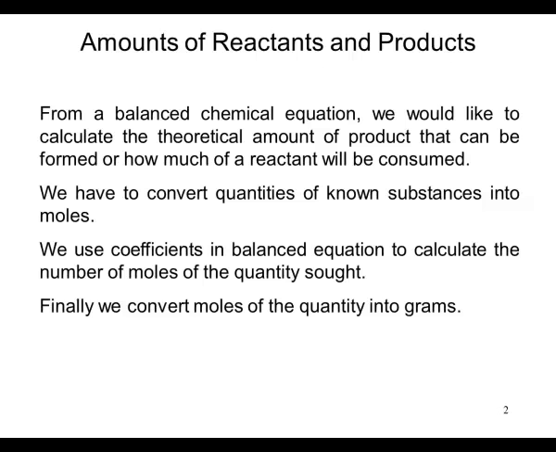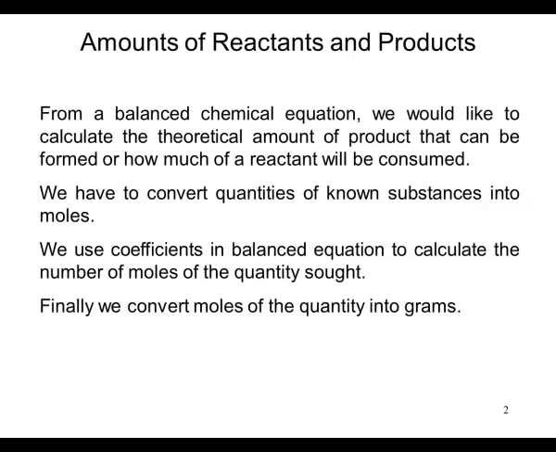Amounts of reactants and products. From a balanced chemical equation, we would like to calculate the theoretical amount of product that can be formed, or how much of a reactant will be consumed. We have to convert the quantities of known substances into moles. We use coefficients in the balanced equation to calculate the number of moles of the quantity sought. Finally, we convert the moles of the quantity into grams.